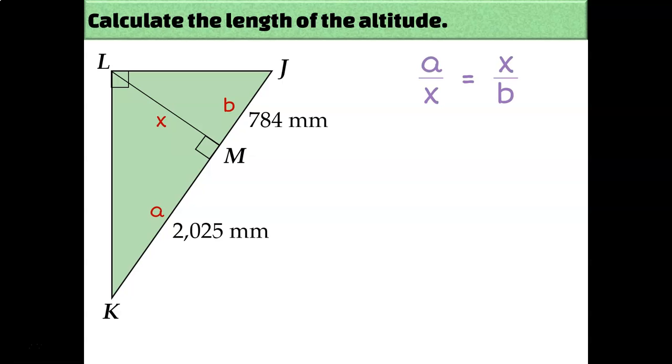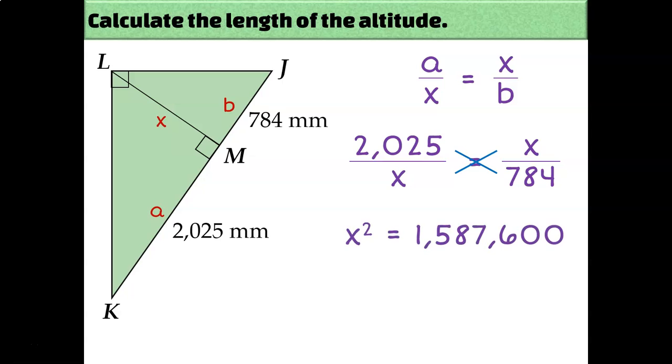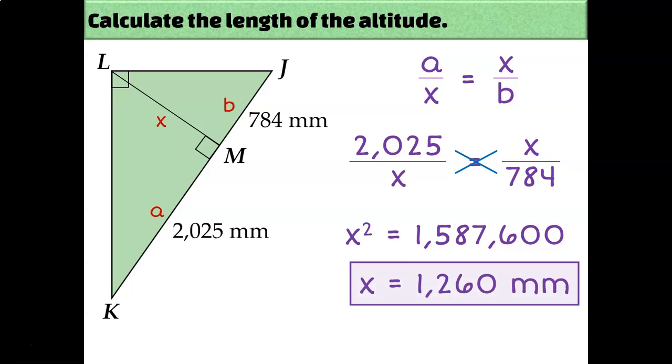And I'll fill those numbers into the geometric mean formula. a over x equals x over b. So that turns into 2025 over x equals x over 784. When I cross multiply and solve, I get x squared equals 1,587,600. So how am I going to solve for x if it's x squared? Well, to get rid of a square, to get rid of an exponent like that, you have to square root both sides. So I find out that x equals 1,260 millimeters.